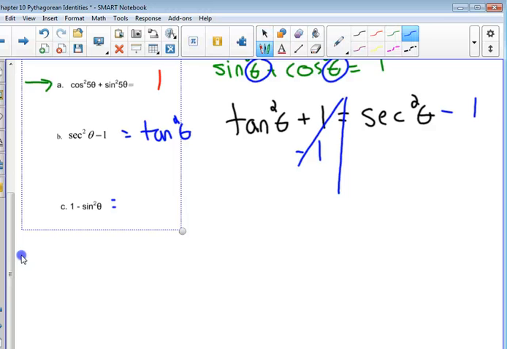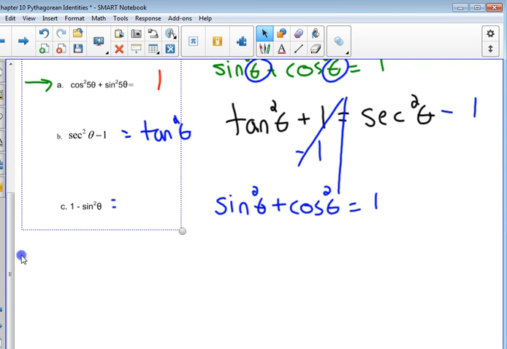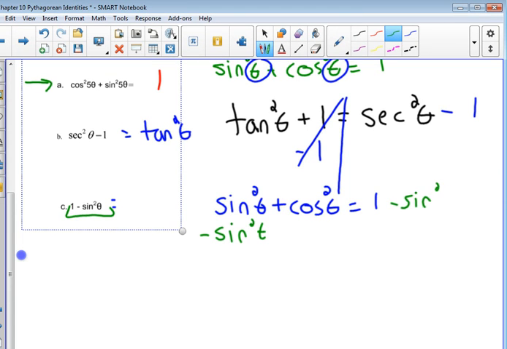Okay, which one did you choose? Aaron, which one is it? Sine squared theta plus cosine squared theta equals 1. Good, perfect. Now, if you guys want 1 minus sine squared, you've got our 1 over here, what would you have to move? Just the sine squared. Good job. So we move that across. So 1 minus sine squared theta would be the same thing. Yes, exactly. So 1 minus sine squared, look what's left. It equals cosine squared.